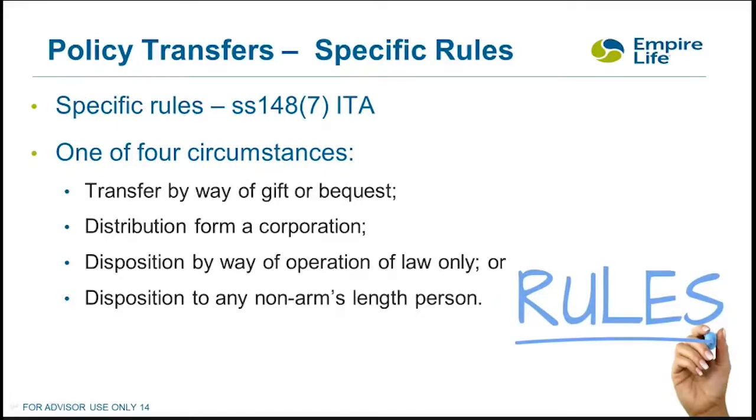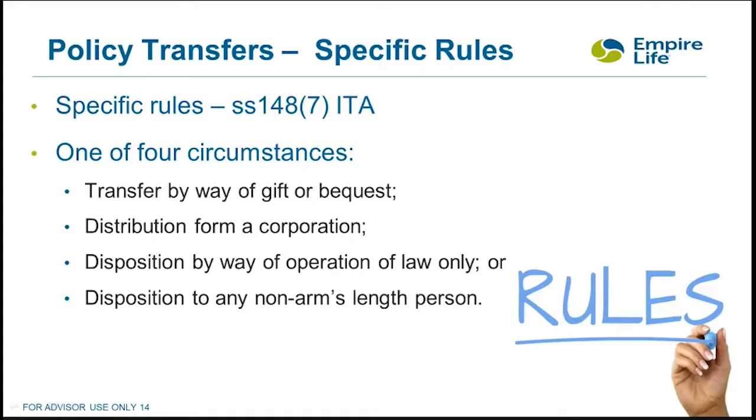Notwithstanding the general rule in subsection 148(1), specific rules are provided in subsection 148(7) of the Income Tax Act relating to certain transactions, unless paragraph 148(2)(b) applies to the disposition. The provision applies where an interest in a life insurance policy is disposed of by the owner, whether for consideration or not, in one of four circumstances. It is transferred by way of gift or bequest. It is distributed from a corporation. It is disposed of by way of operation of law only, such as a transfer to a successor owner or joint tenant, or it is disposed of to any non-arm's length person.